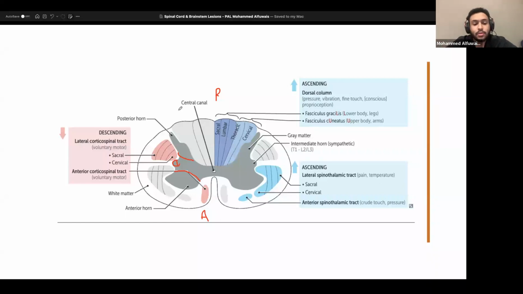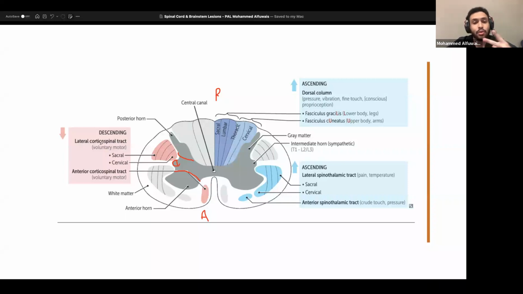So the tract we'll start off with is going to be the motor tract. And this makes sense because if you want to initiate motor functions, it has to come from the brain at first. Then it goes to the spinal cord, then it goes to your muscles, okay, to initiate certain movements. So the descending tract is the corticospinal tract.